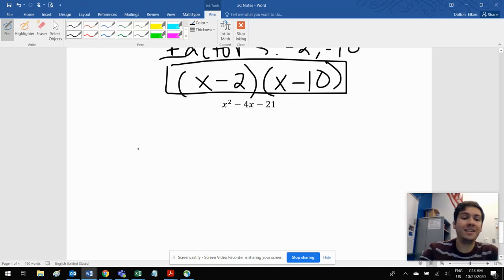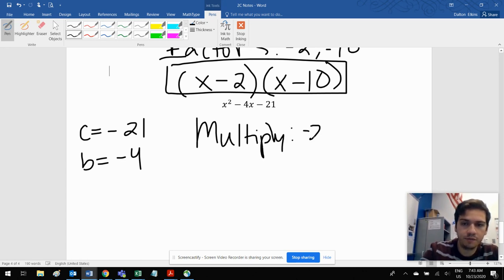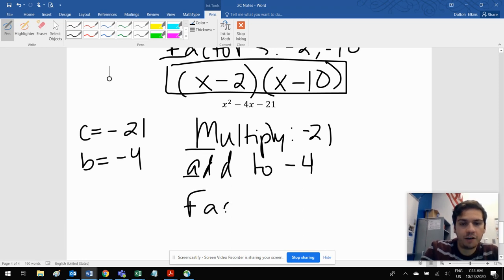Now let's say both the c value, here negative 21, and the b value are negative. So x squared minus 4x minus 21. So both of these are negative. When I think about the math, I want to multiply to negative 21 and we want to add to negative 4 to find our factors.